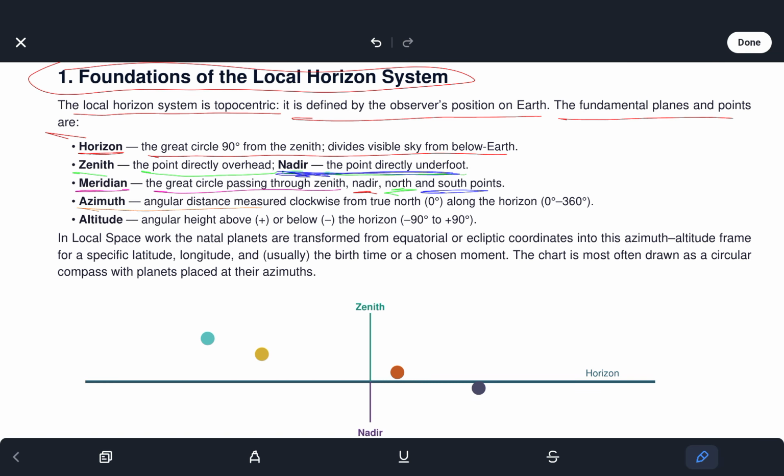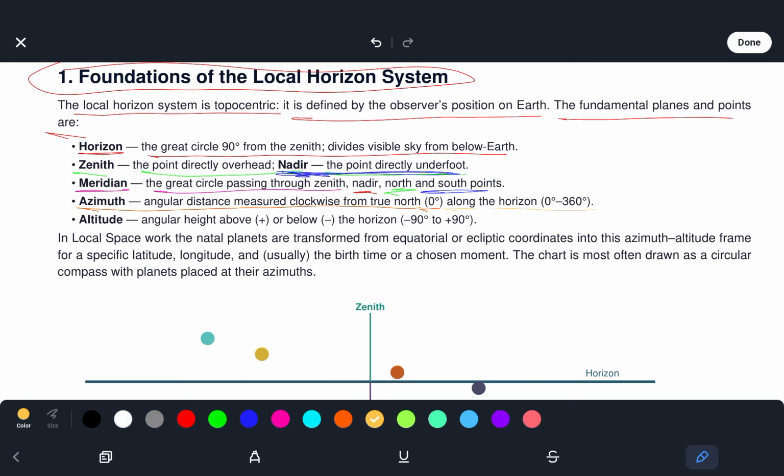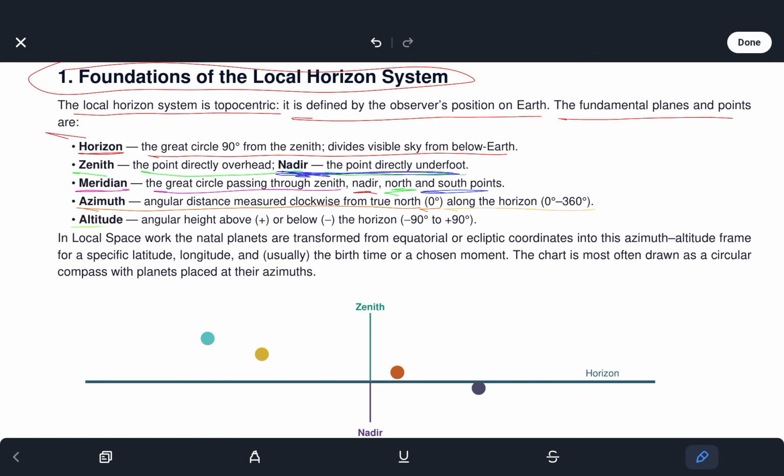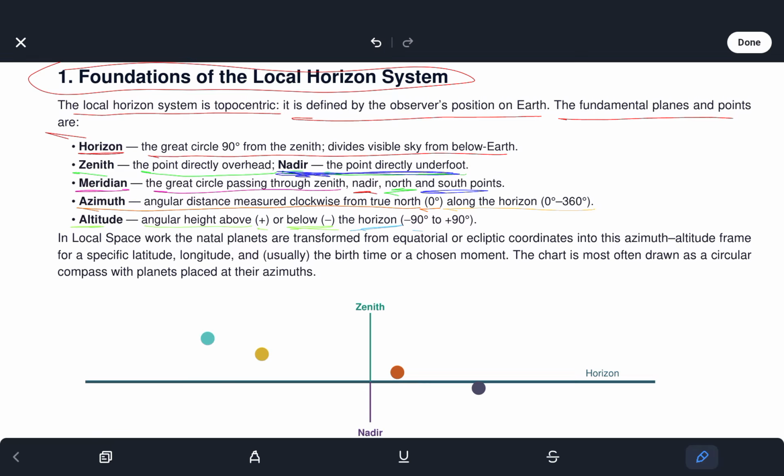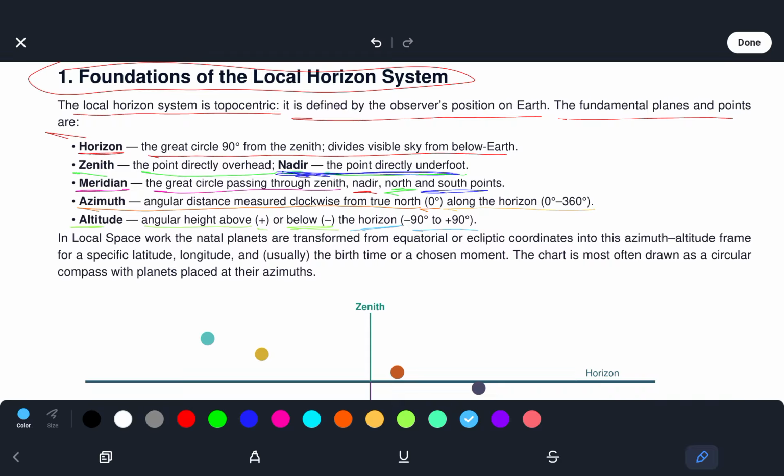The azimuth is the angular distance measured clockwise from true north, 0 degrees, along the horizon. And altitude is the angular height above, plus, or below, minus, the horizon. So we see below 90 degrees to above 90 degrees. And if that's the case, I've been saying everything wrong in a lot of my videos. I was saying negative 90. So yeah, that's Mercury in Pisces.